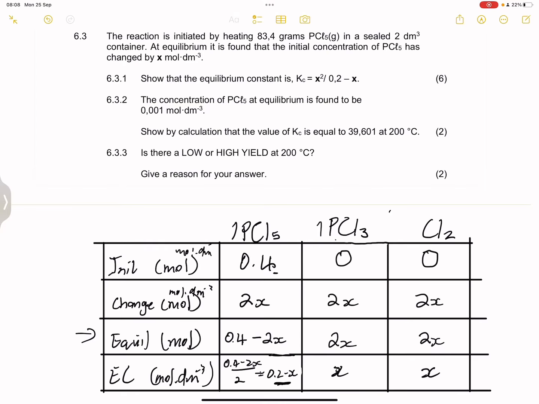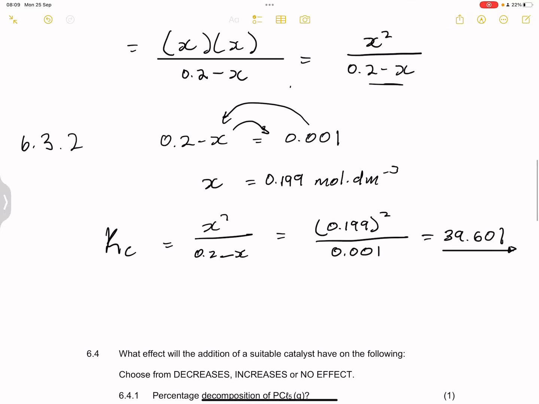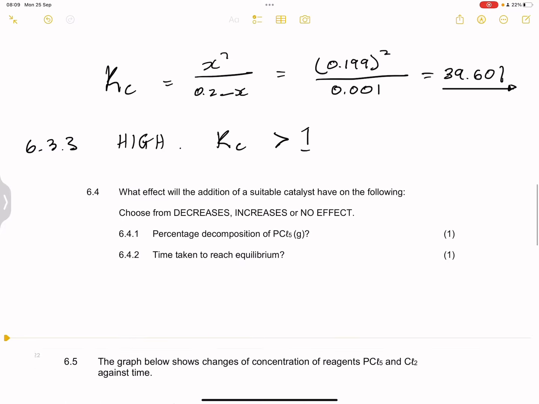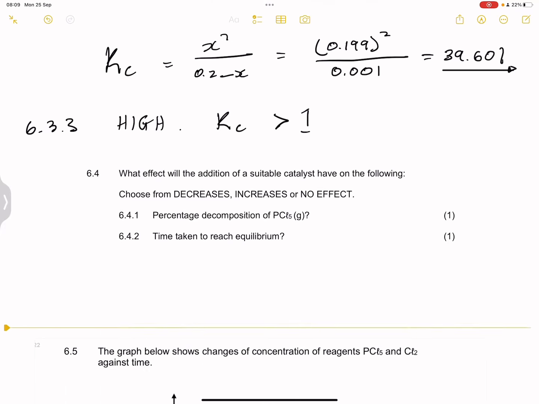So in 6.3.3, they're asking us, is there a low or a high yield at 200 degrees? And they want us to give a reason for the answer. Okay, so it will definitely be a high yield. So the yield is high. Okay, and the reason for that is that our Kc value is greater than 1. Okay, so remember that for a Kc value greater than 1, you will get a high yield, right?